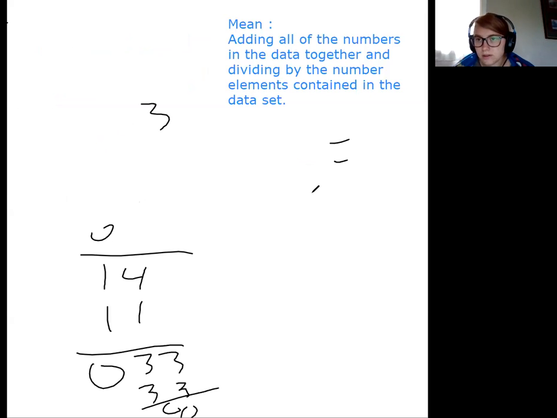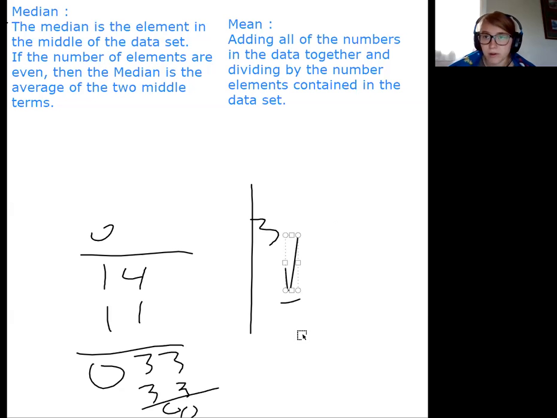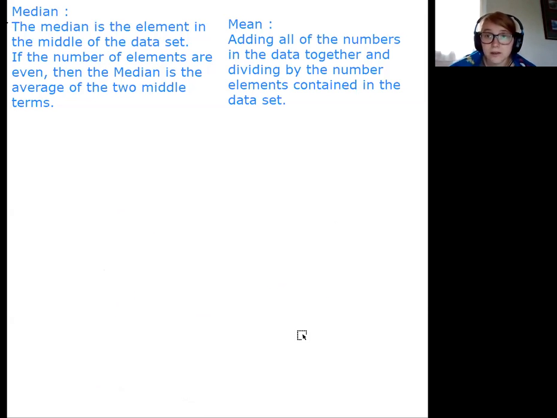No! It's not what I want to do. Hopefully, I'll just get really good at this. We won't have these odd problems anymore. So our mean was 13. Now we have to find our median. Why won't you go away, odd thing?